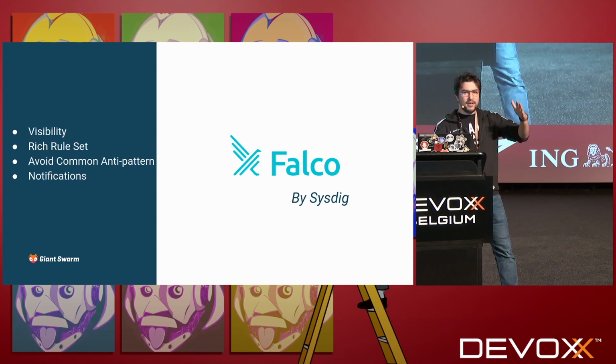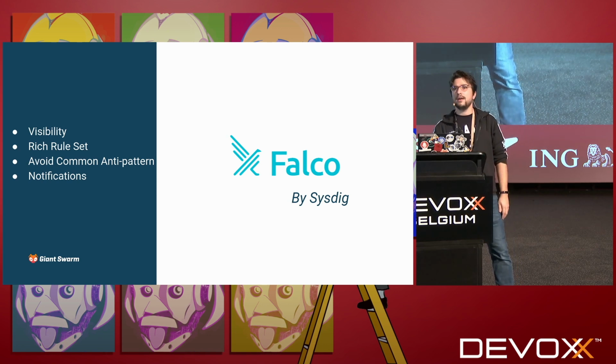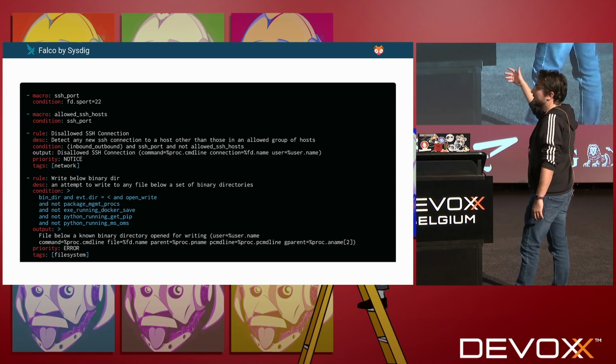So they already provide a rich rule set to avoid common anti-patterns like the Tesla one, and also provide notification mechanisms through a queue, like Kafka or NATS. That is the rule that you can define.